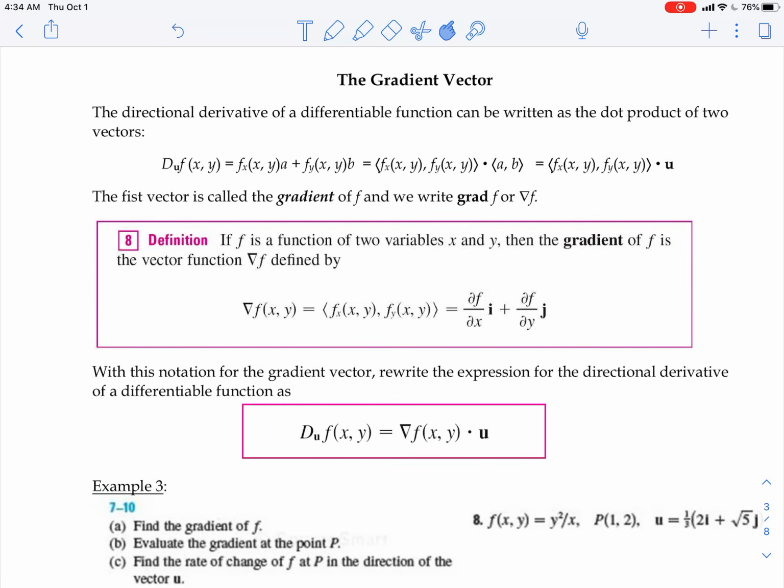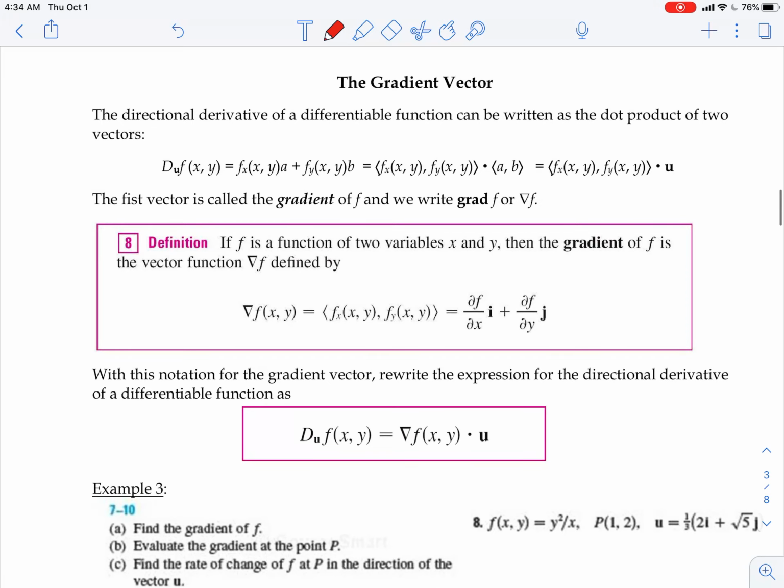Hi, welcome to page 3. And what we want to do for this page is talk about the gradient vector.